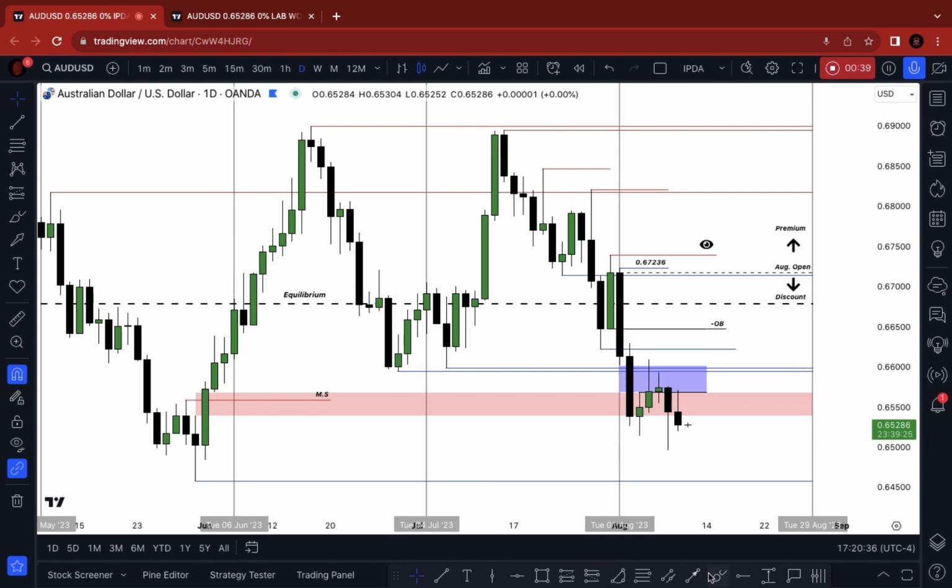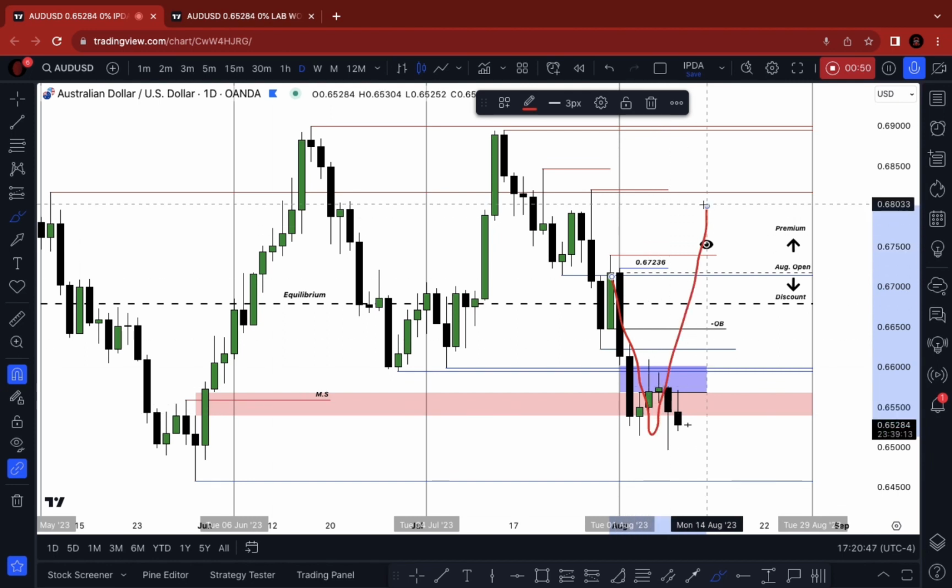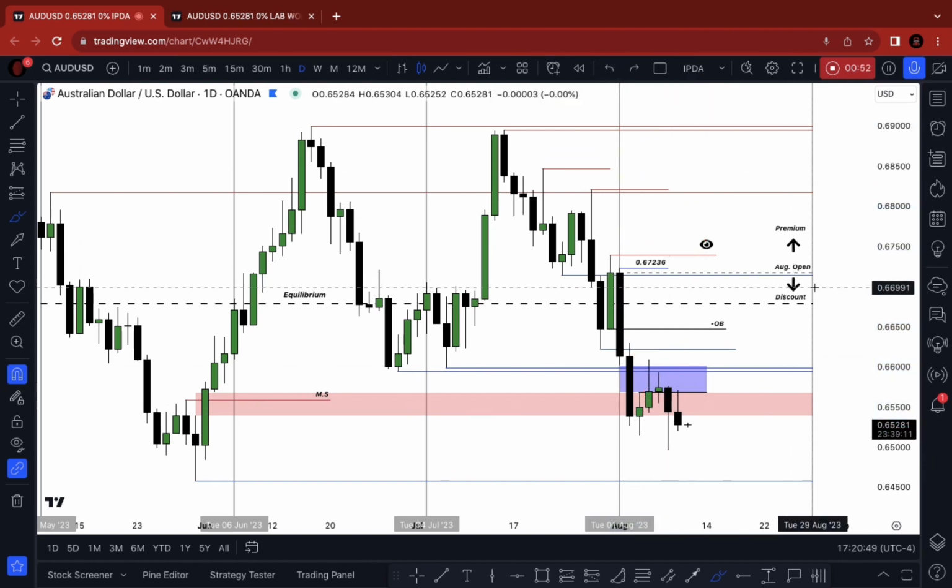The simple fact of why I thought price was going to go higher for AU was because we purged the 20-day low, the 40-day low, and we traded back down into a market structure shift. I was expecting some type of catalyst here and price running higher, getting some sponsorship because we're in a discount.